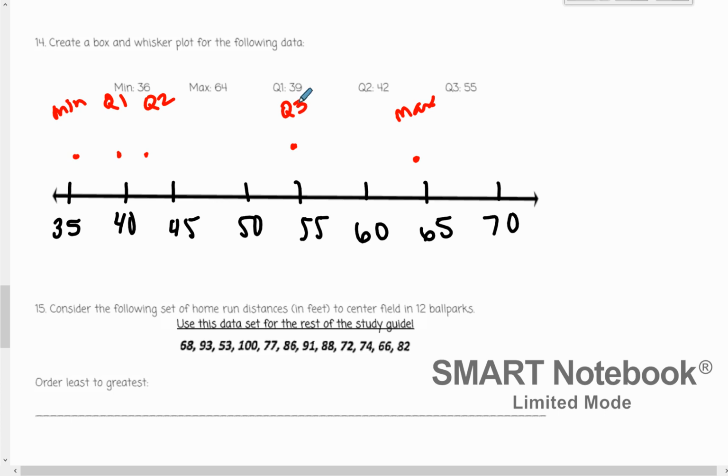All right, I'm going to draw my whiskers in first. I feel like that's the easiest way to do it. So I go for my min, into the next dot. Go for my max, into the next dot. Now I can draw my box.